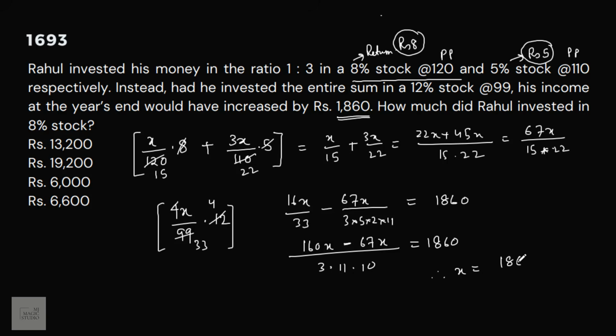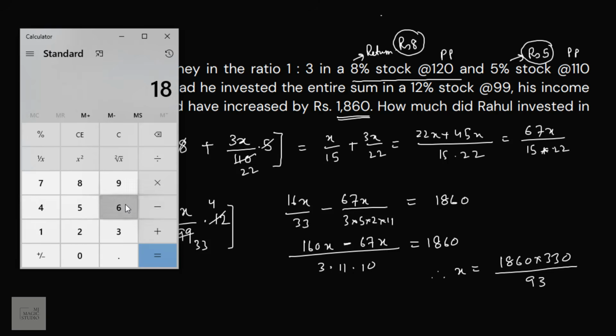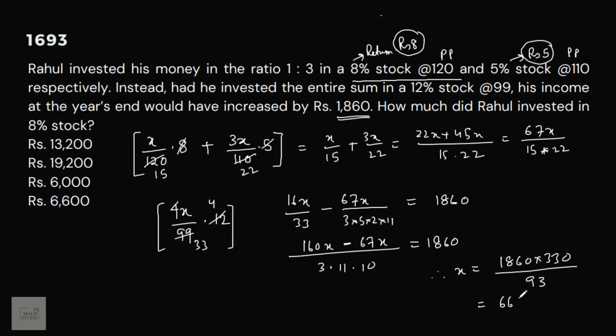Therefore, x equals 1860 into 330 divided by 93. So 1860 into 330 divided by 93 gives 6600. How much did Rahul invest in the 8% stock? He invested rupees x, that is 6600, that is option D.